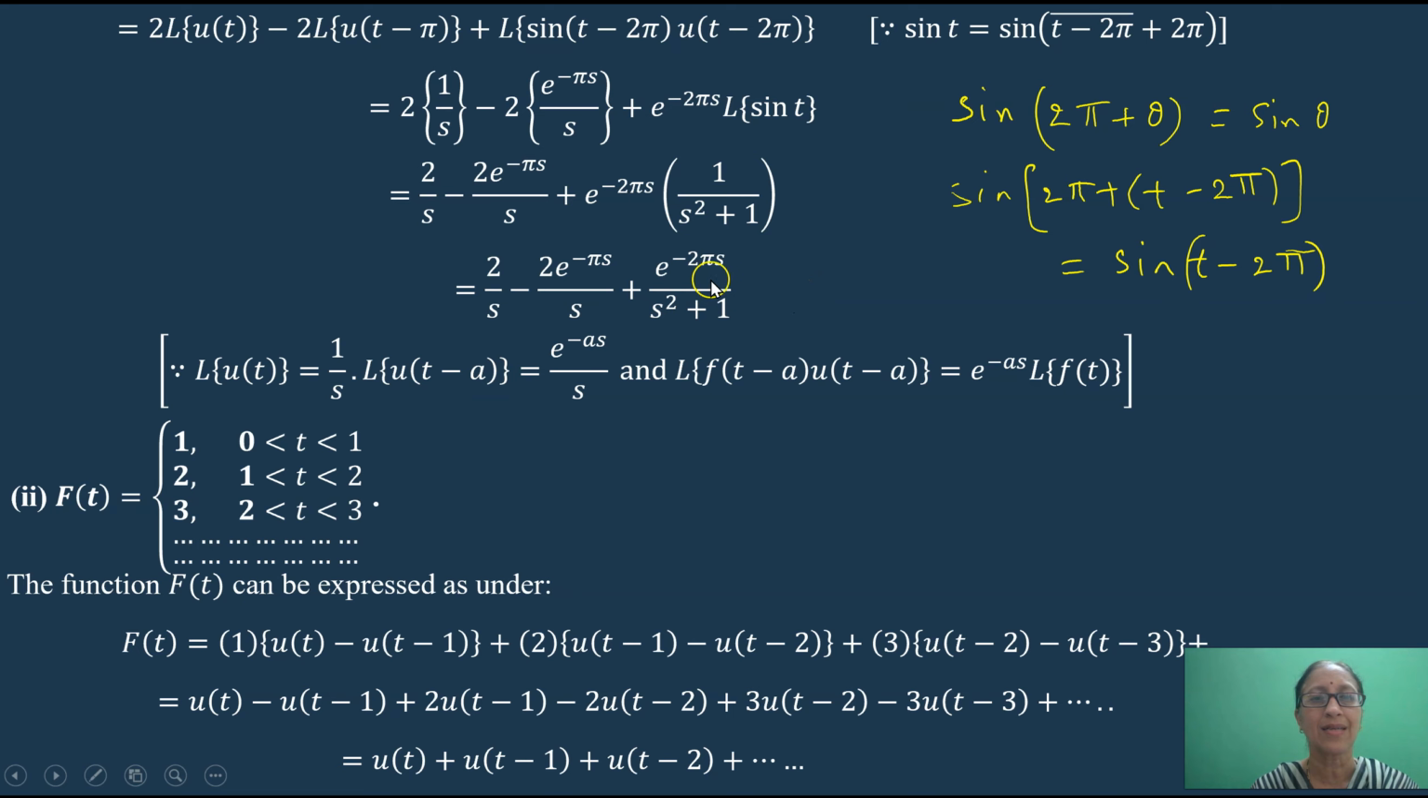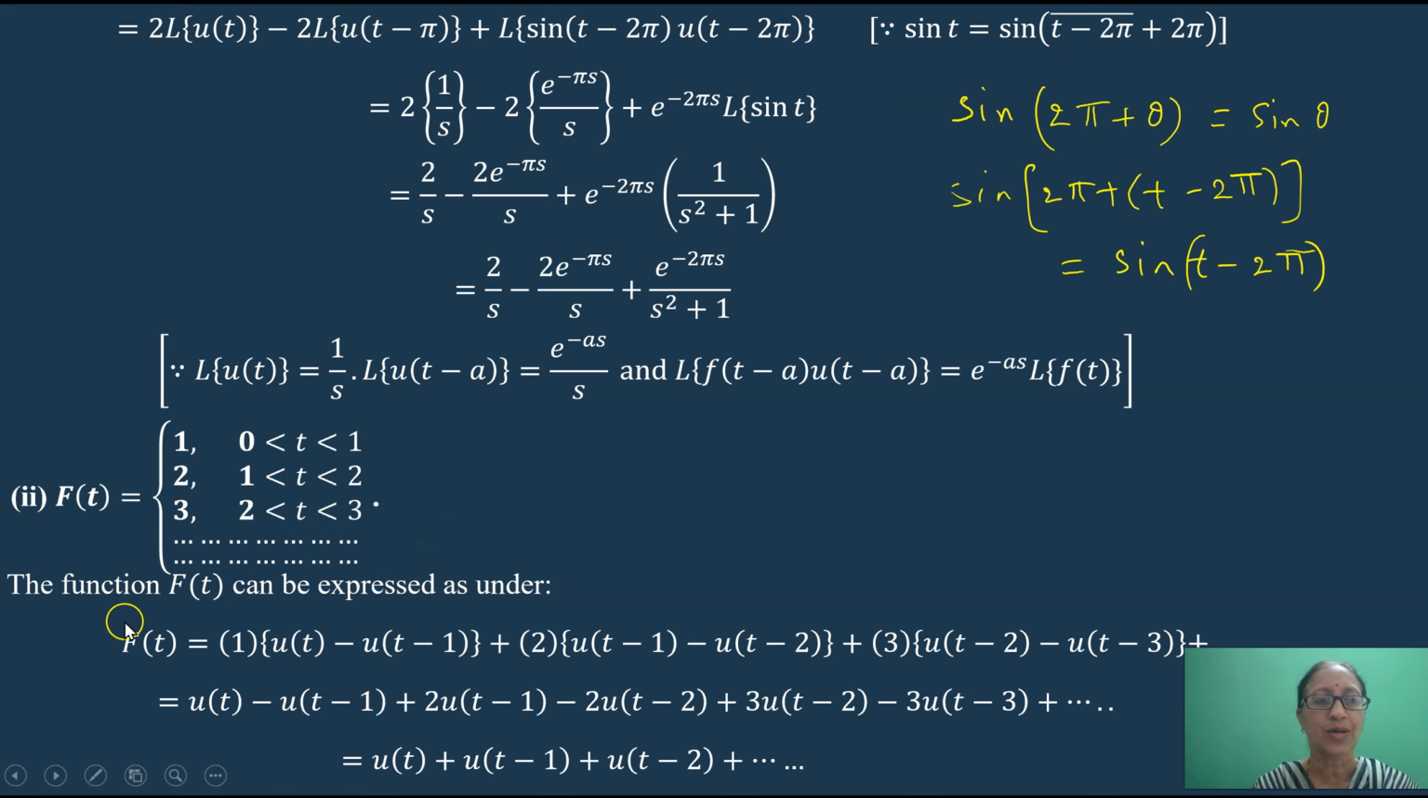Now let us see one more question. Find Laplace transform of capital F of t, where f of t equal to 1 in the interval 0 to 1, 2 in the interval 1 to 2, 3 in the interval 2 to 3, 4 in the interval 3 to 4, and so on. So the function f of t can be expressed. So let us express this given function in the form of u of t minus a, f of t minus a first.